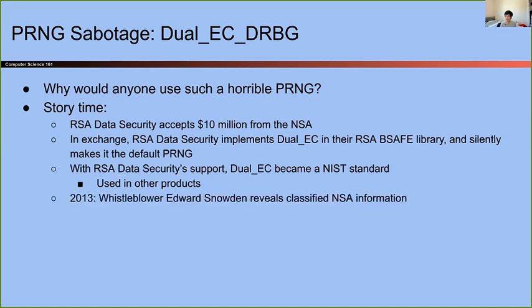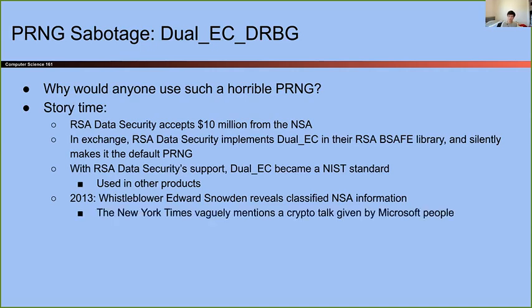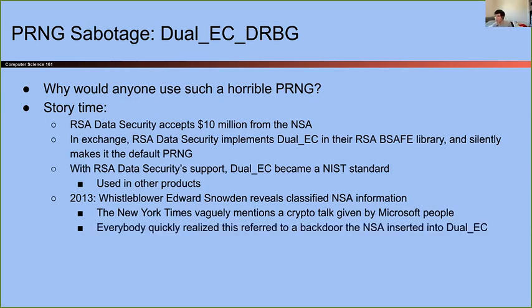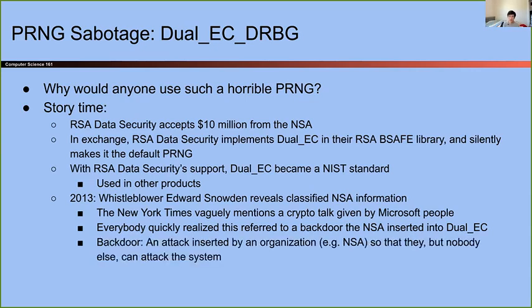Now, 2013, Edward Snowden, a lot of people have heard of him. He reveals that the NSA has been spying on pretty much everyone. The New York Times talks about some crypto talk that was given by Microsoft people, and everyone realized that this is probably talking about this dual EC algorithm that just sort of came into existence without anyone asking for it. And it must be a backdoor.